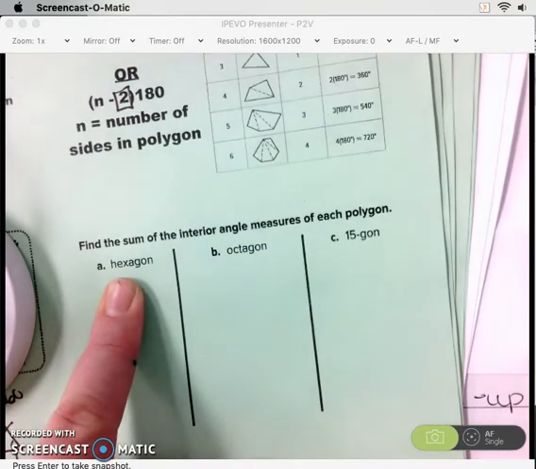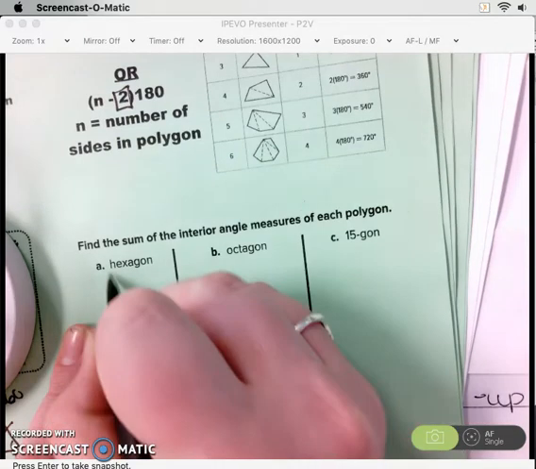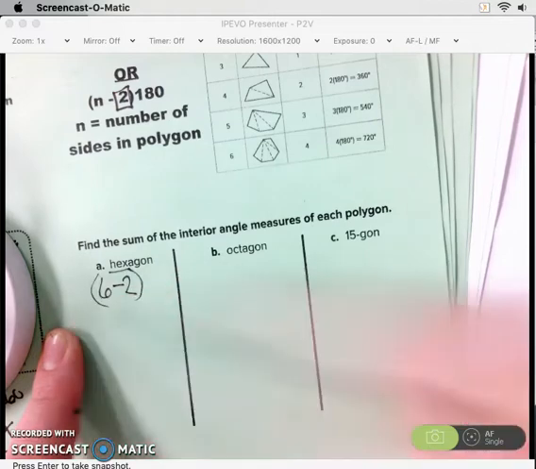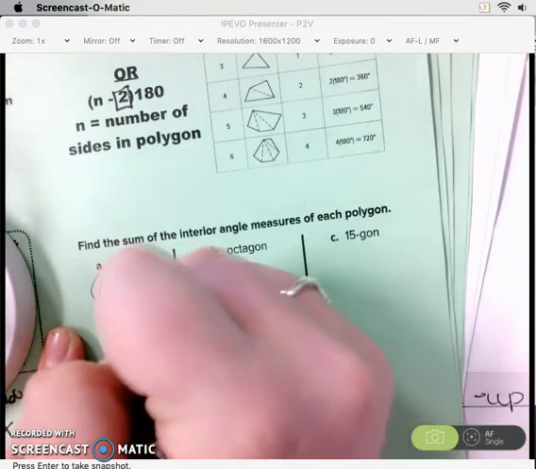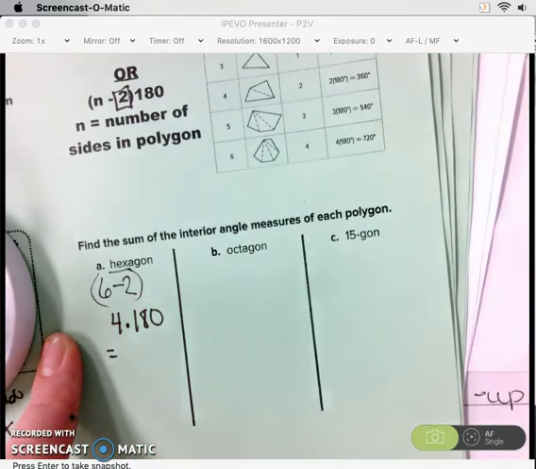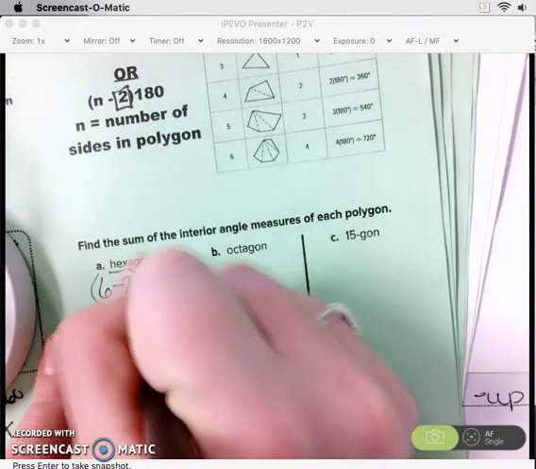A hexagon has how many sides? 6. Hex means 6. I'm going to subtract 2. So 6 minus 2 is 4. 4 times 180 equals 720.